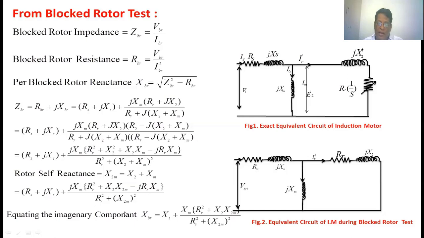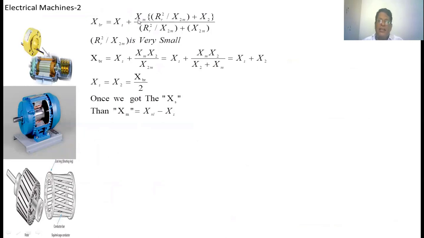So we get XBR equals Xs plus Xm into (Rr squared plus X2 into X2M) divided by (Rr squared plus X2M whole squared). This is the imaginary term of this equation. Now we simplify this equation. XBR equals Xs plus Xm into (Rr squared by X2M plus X2), divided by (Rr squared by X2M plus X2M). The numerator and denominator are divided by X2M.